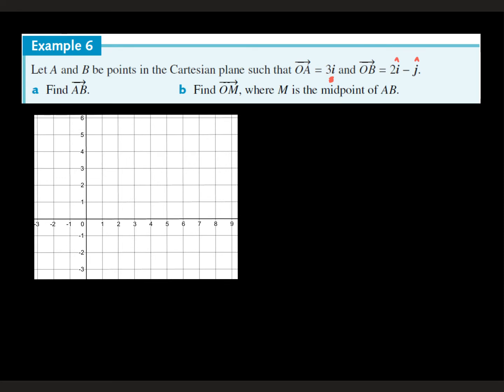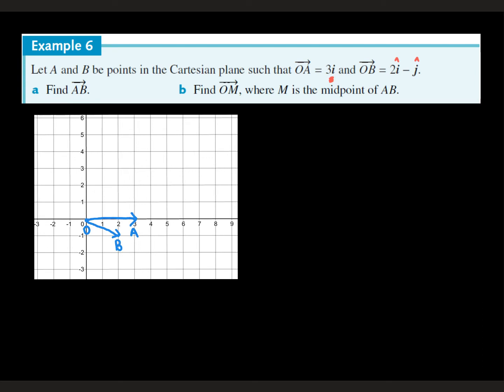Okay, so we have O to A. This vector here is 3i. So that's OA is 3i, and OB is 2i minus j. So this one is going to be our second vector there, OB. Now we're asked to find AB.